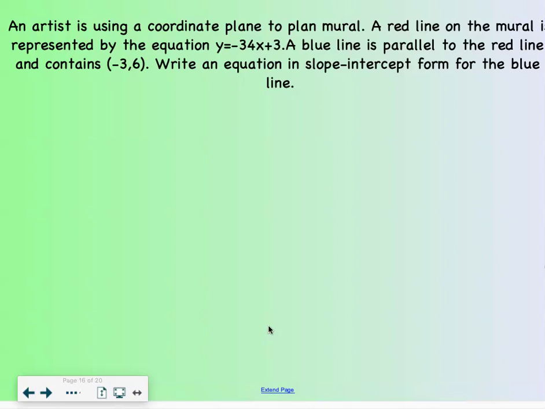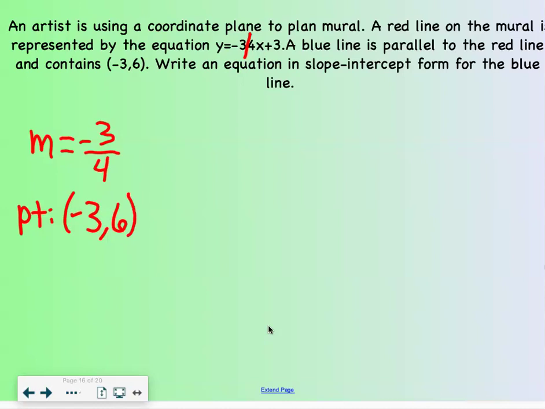If I want my lines to be parallel, what do I want my slope to be? The same. So my slope's going to be negative 3/4, and I want to go through what point? Negative 3, 6. Alright, you take it from there and I'll slowly put my work on the board.